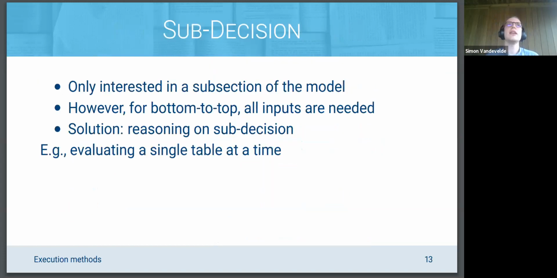Then we have reasoning on sub-decisions, as we started calling it. So imagine that you're only interested in a subsection of the model, right? We have this entire BMI model. Okay, it's not that big, it's only 3 tables, but imagine that you only want to reason on 1 table or reason on 2 tables. It would be very annoying to have to create a new DMN model that only contains that information.